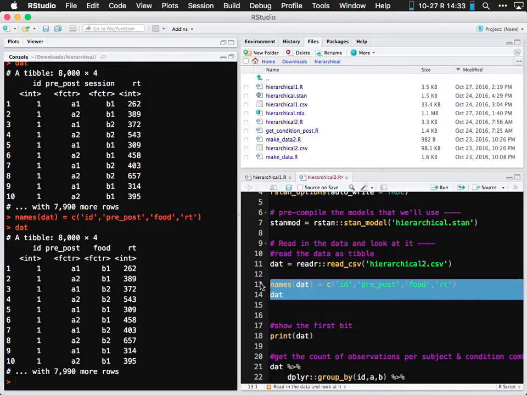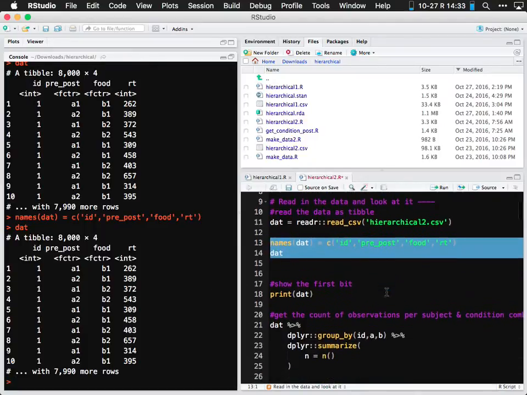And so what's our question? The question is: is there a change in RT from pre to post? Is there a difference in RT depending on what food you were going to have that day? But most critically, there's the interaction term: does the change in RT from pre to post differ depending on what food you've eaten?